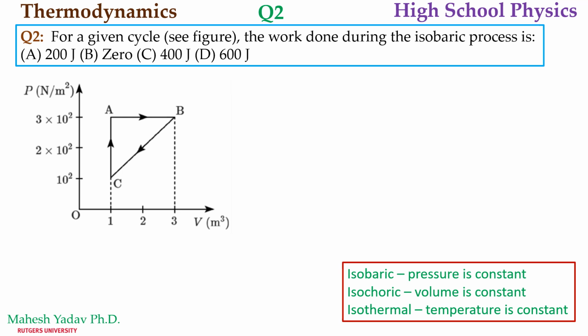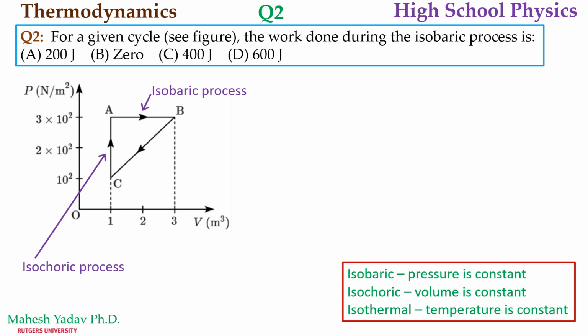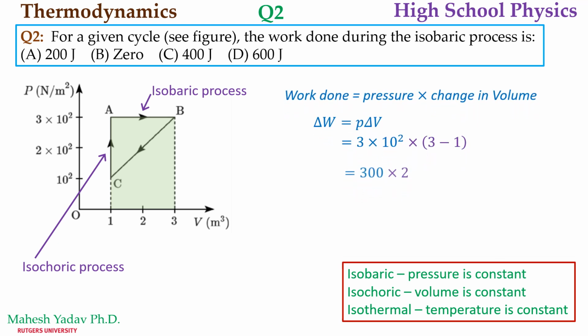In PV diagram, we can identify the process. When the system goes from A to B, it is isobaric process. When the system goes from C to A, it is isochoric process. Isothermal process cannot be identified in PV diagram. Let us now come back to problem. Work done in isobaric process is area under A to B. It is green rectangular area. This is 3 times 10 to the power of 2 times 2, the change in volume. It is 600, and the answer is D.